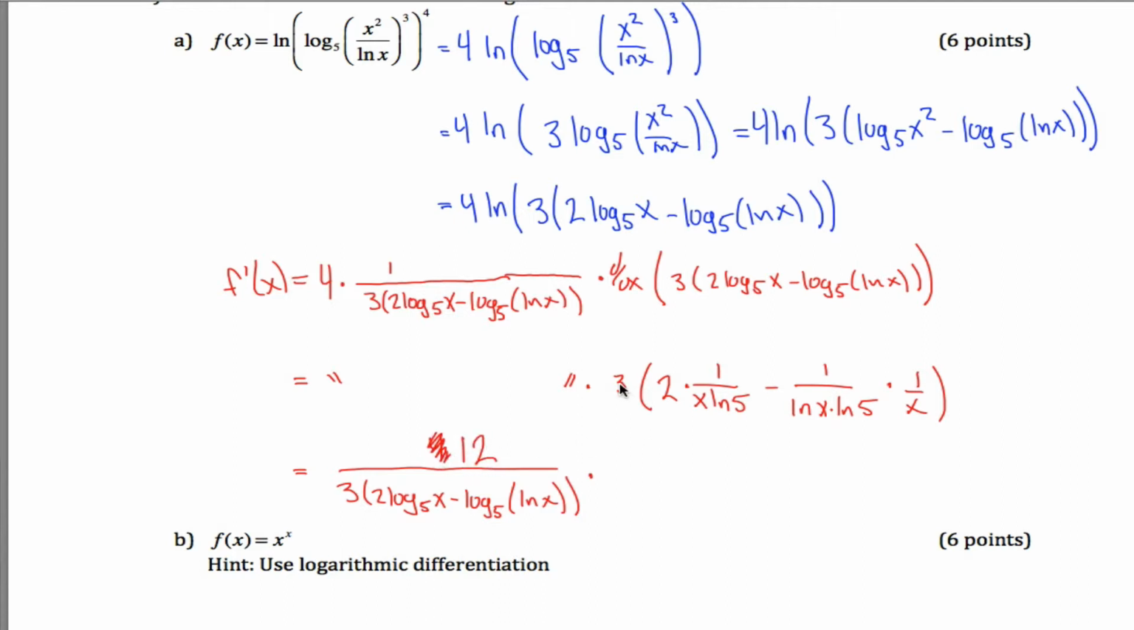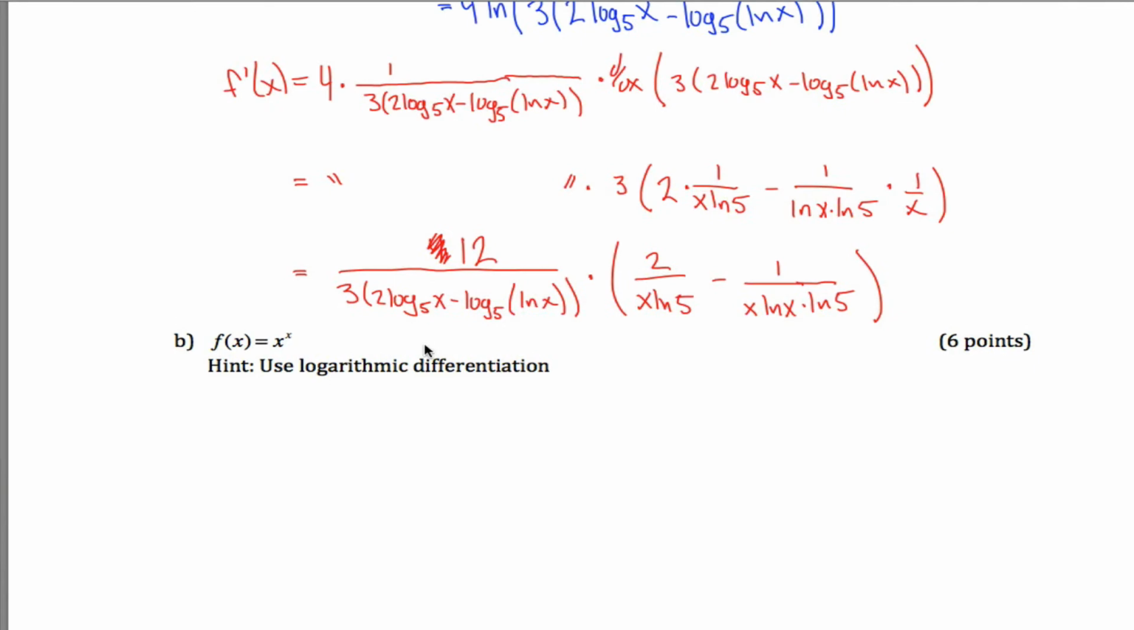Now I've taken care of this one. And then I want to multiply all that stuff times 2 over x natural log of 5 minus 1 over x natural log of x natural log of 5. Something like this. Lots of different ways you could write this. You could take this further, but I think that's more than enough on this problem. Let's call that good.